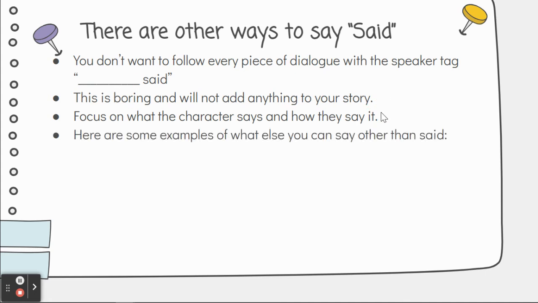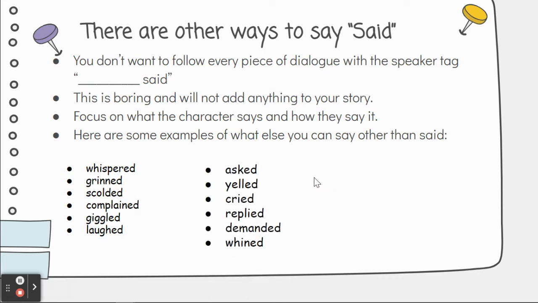Absolutely. So here are some examples. Whispered, grinned, scolded, complained, giggled, laughed, asked, yelled, cried, replied, demanded, whined, bragged, exclaimed, moaned, shrieked, and begged. These are great examples of different speaker tags you can use. I would highly recommend that you have this slideshow on another tab when you are actually writing your stories, so you can see all of these different types of speaker tags you can add. This definitely adds a lot of richness and depth to your writing when you use these words.